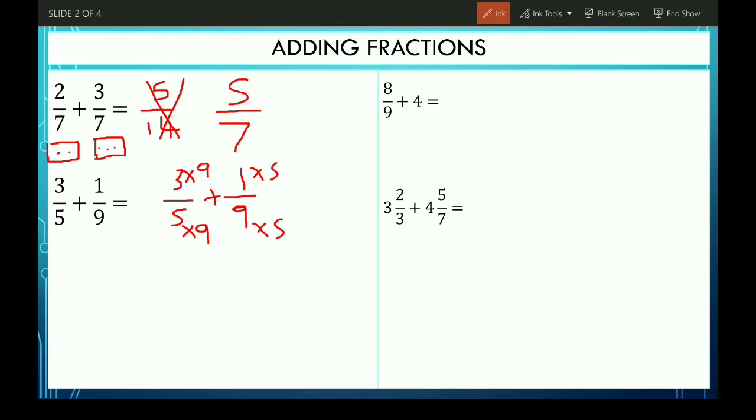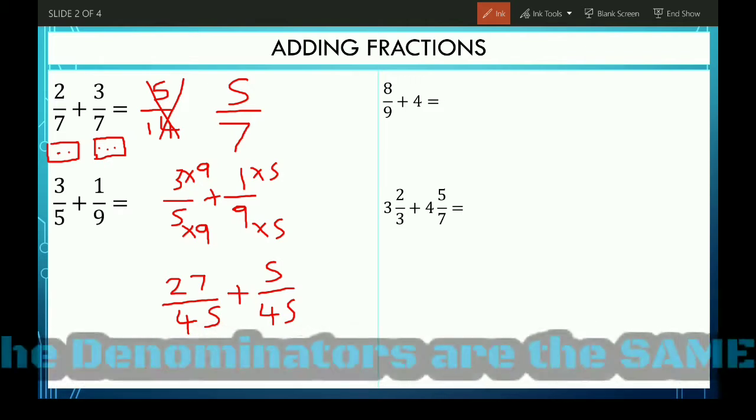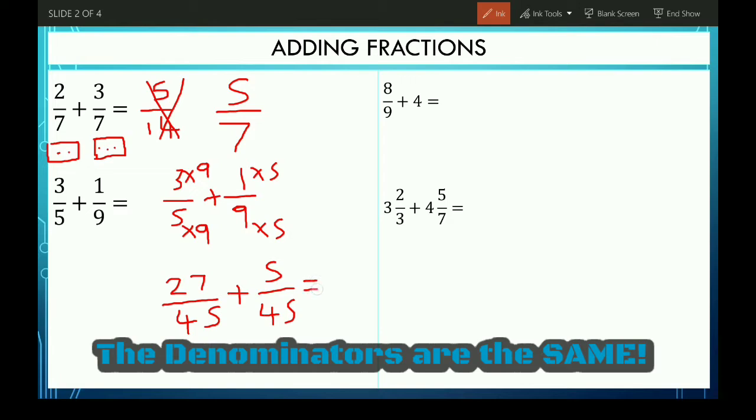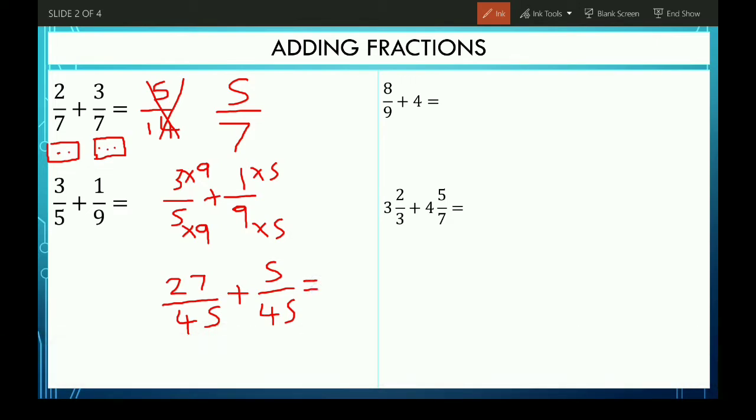So what do I end up with? I end up with, let's start from the top. So 3 times 9 is 27 over 45 plus 1 times 5 is 5 over 45. Now you can see we've got the same situation as we had before. The denominator is exactly the same. So now we can actually add the numerators. So 27 plus 5 is 32. And obviously the denominator stays the same. So the answer is 32 over 45.